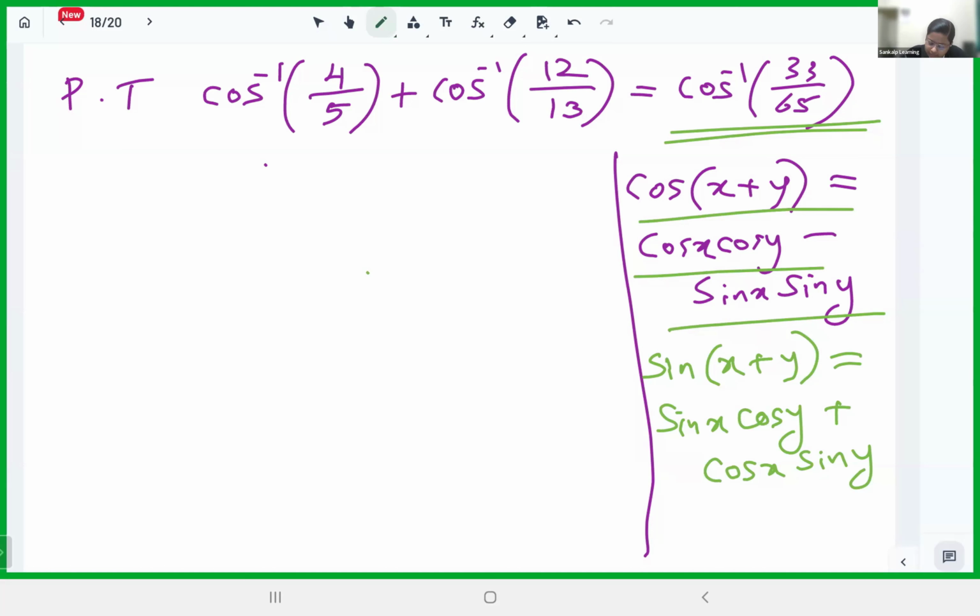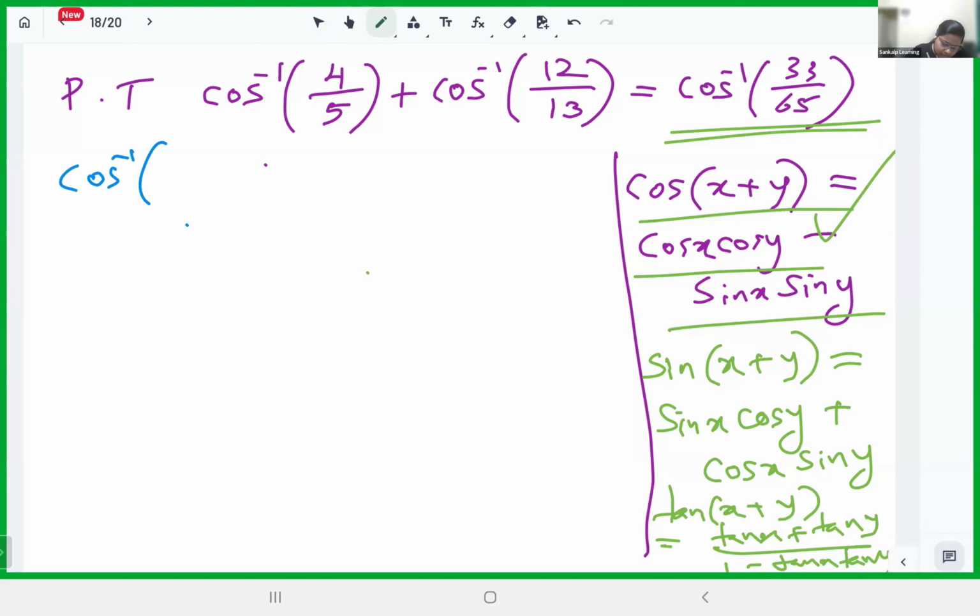And one more thing, tan of x plus y, which we have already discussed. That is nothing but tan x plus tan y by 1 minus tan x tan y. For this question, we are going to use this identity. So I'm taking this cos inverse of 4 by 5 as x. What can you say about the value 4 by 5? It is nothing but cos x.